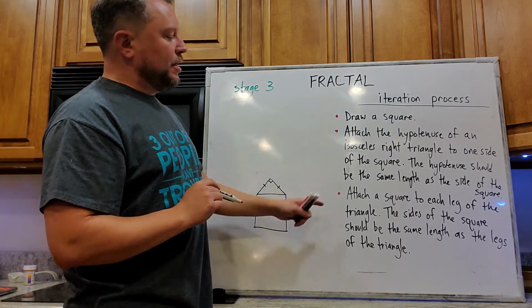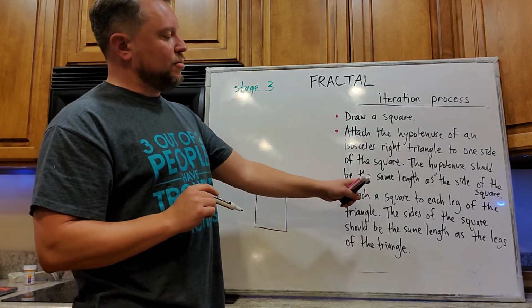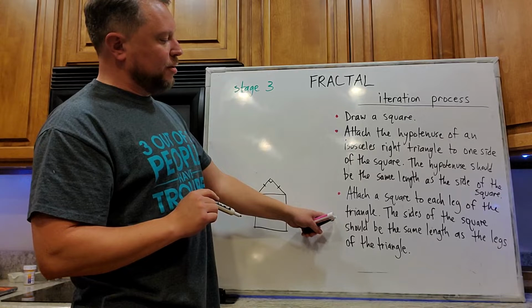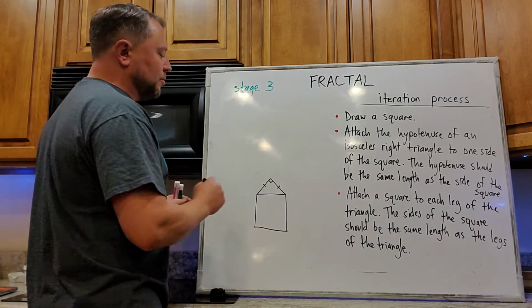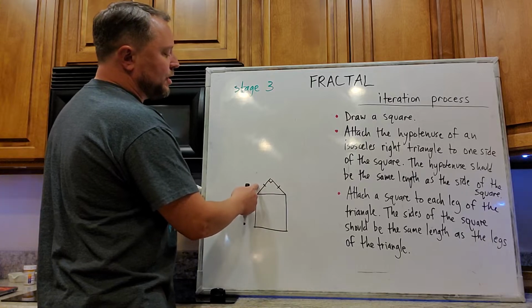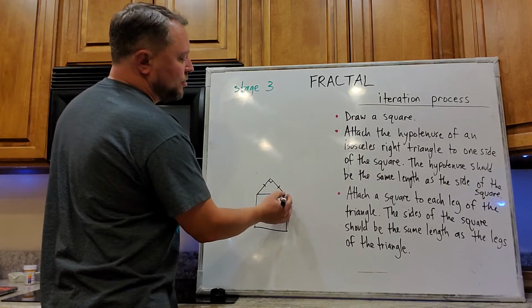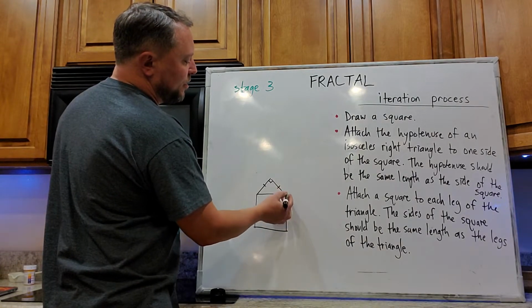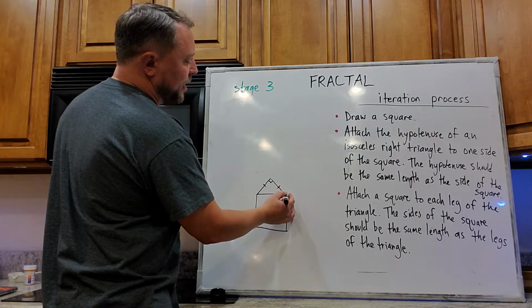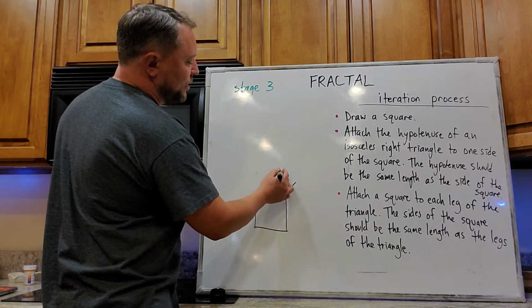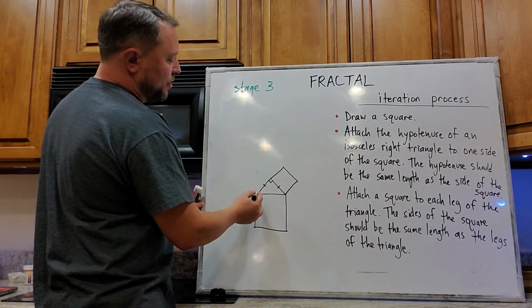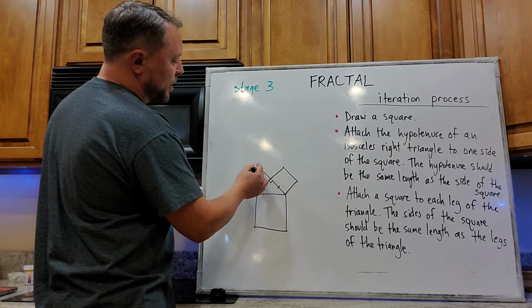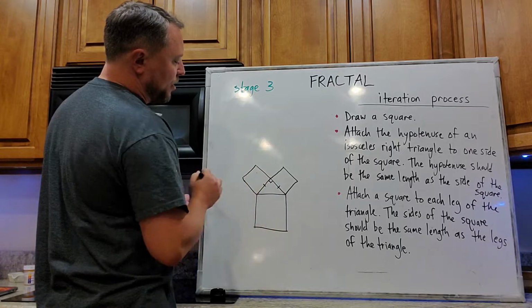Okay, next step, attach a square to each leg of the triangle. The sides of the square should be the same length as the legs of the triangle. So remember, these two sides that match were the legs. So they're saying take the side length here and make this into a square. Same here. Take this side length, make it into a square.